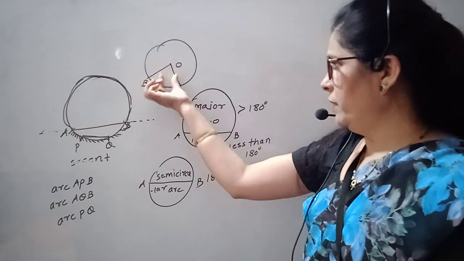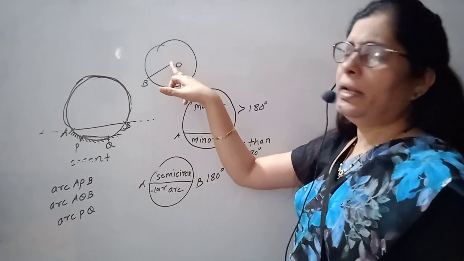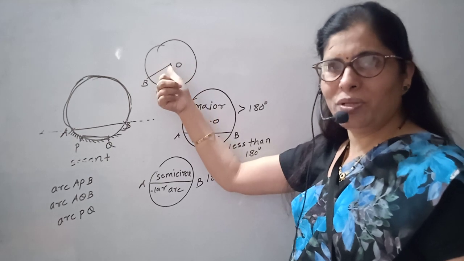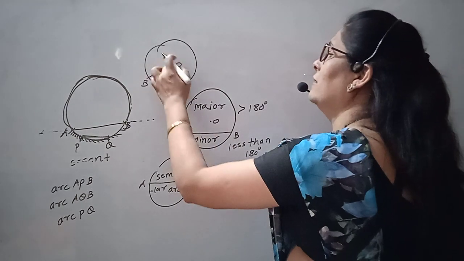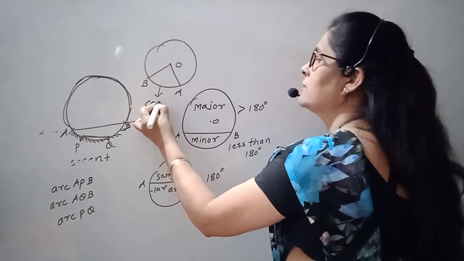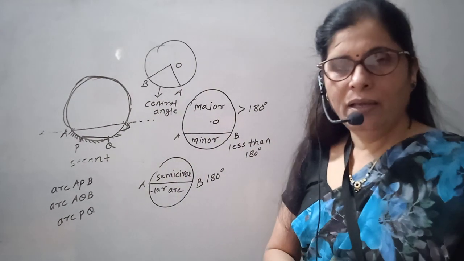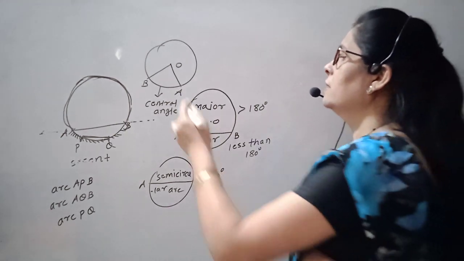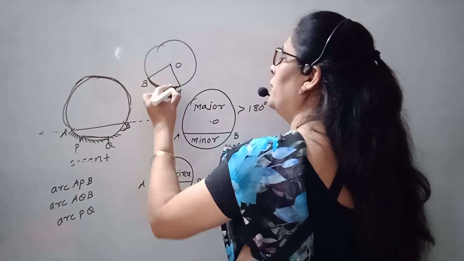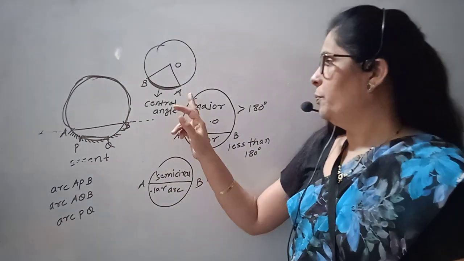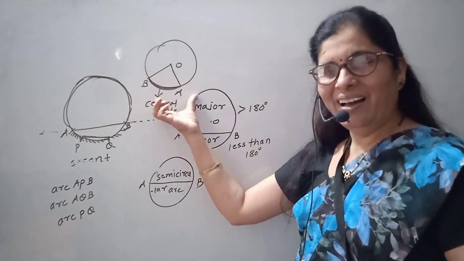Now, are you observing here? Here is an angle. In this angle, the vertex of the angle is the center of the circle. This angle is known as central angle. The property of the central angle is that the measure of the central angle is equal to the corresponding minor arc. So the measure of angle AOB will be equal to the measure of arc AB.